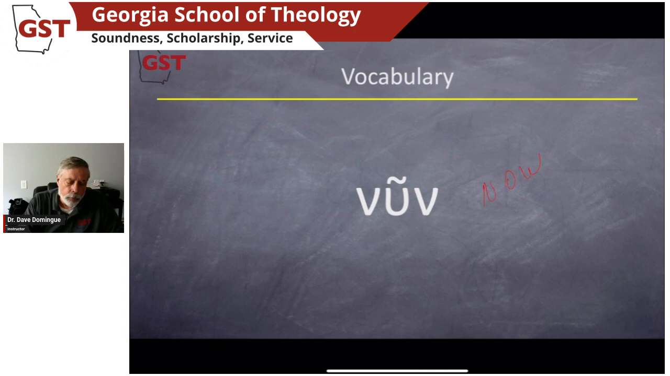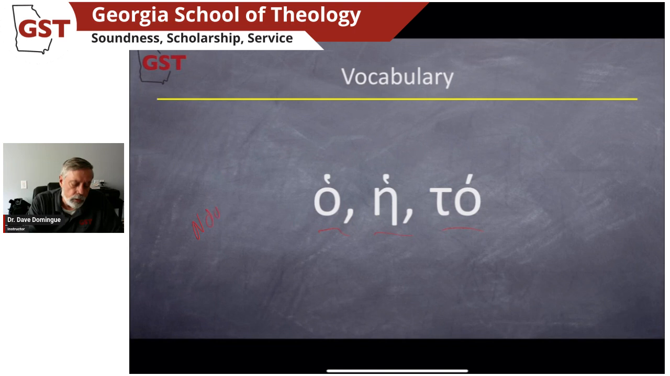So, noon, and here are our articles: ho, he, to. This is the nominative singular, right? And the accusative would be... Why am I going blank? Okay, the article would be ton. I think I'm right. Ton or tan. Yeah, ton. No, that's not right. Oh, no, ton. There we go. I think that's right. I have to go back and look because I don't remember.